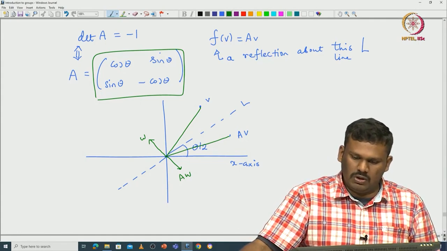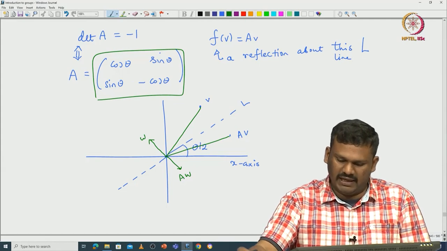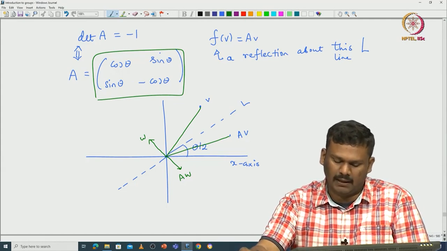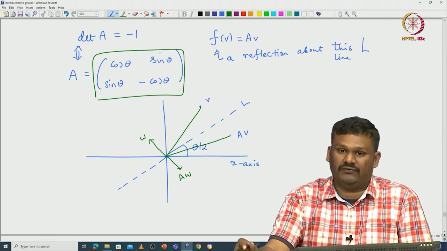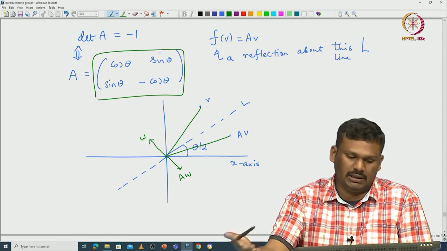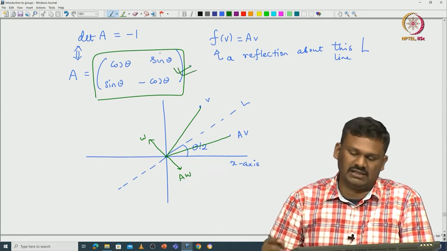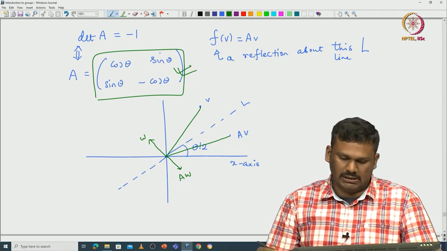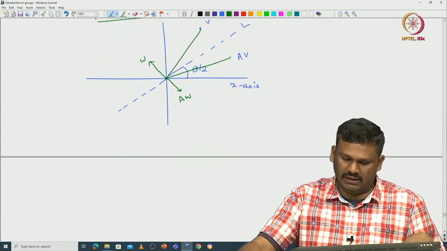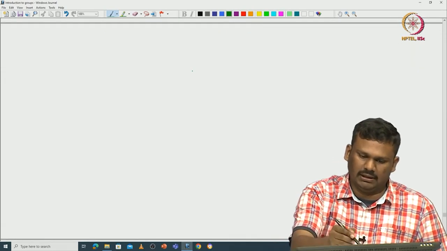So, what we want to say is, if you take a line that makes angle theta by 2 from the x axis, then if you reflect with respect to that line, that reflection as a linear transformation has exactly this particular matrix form. That is what we are claiming. So, let's try to actually verify this. We will do this in general.